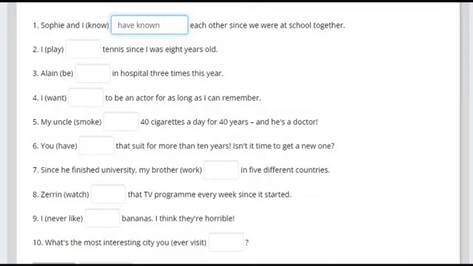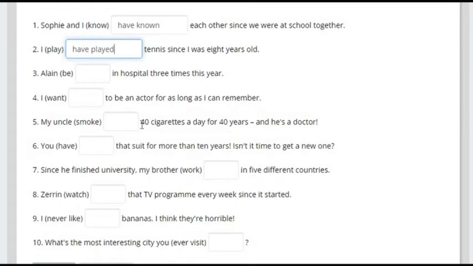Let's go to the next sentence. I played tennis since I was 8 years old. So you have few seconds to create your own answer and then I will say the right one. So we put auxiliary verb have and then the past participle of the verb play. So have played. I have played tennis since I was 8 years old.